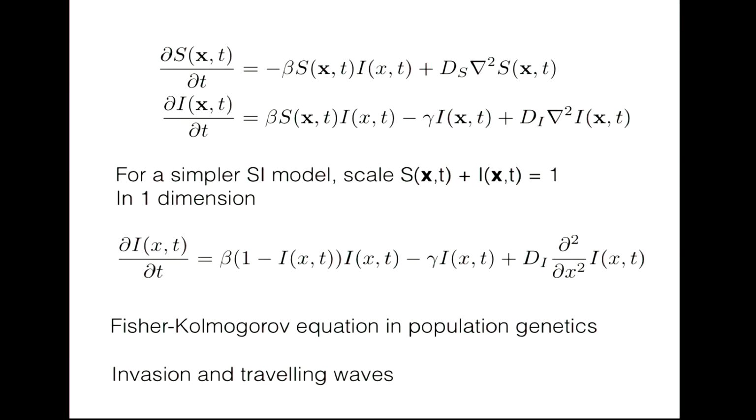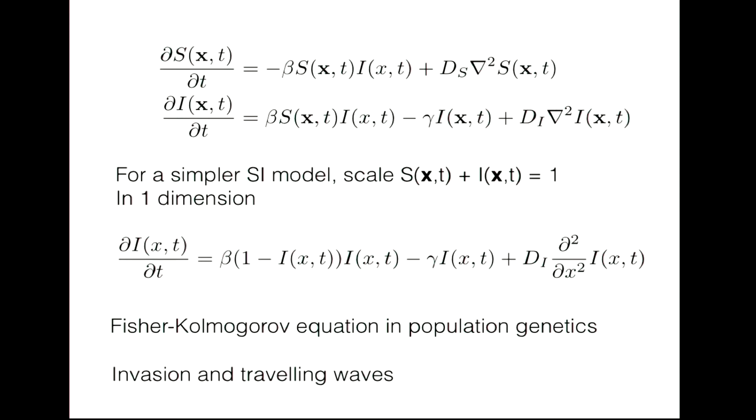So we can make it a little simpler by scaling: S of x, t plus I equal to 1. Then I have di by dt equal to beta times S times I, that is beta times (1 minus I) times I, minus gamma times I, that's this term here, and the diffusion constant sits out here. So this is a simpler model; it's not SIR, this is SI. Again I have one constraint, S plus I equal to 1, so I can get rid of one of these equations, and the equation I get rid of is the S equation.